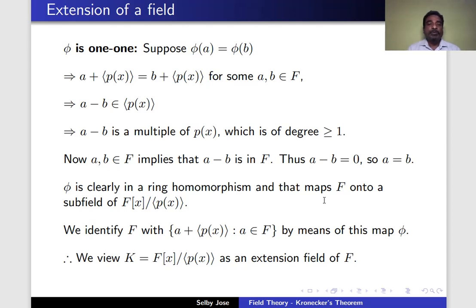Clearly phi is a ring homomorphism, and therefore this phi maps F onto a subfield of F[x] mod the ideal generated by p(x). So we identify this subfield by F. So what is that subfield? It is the set of all a plus the ideal generated by p(x), where a belongs to F. So we identify F with the subfield. Therefore we can view K as an extension of F.